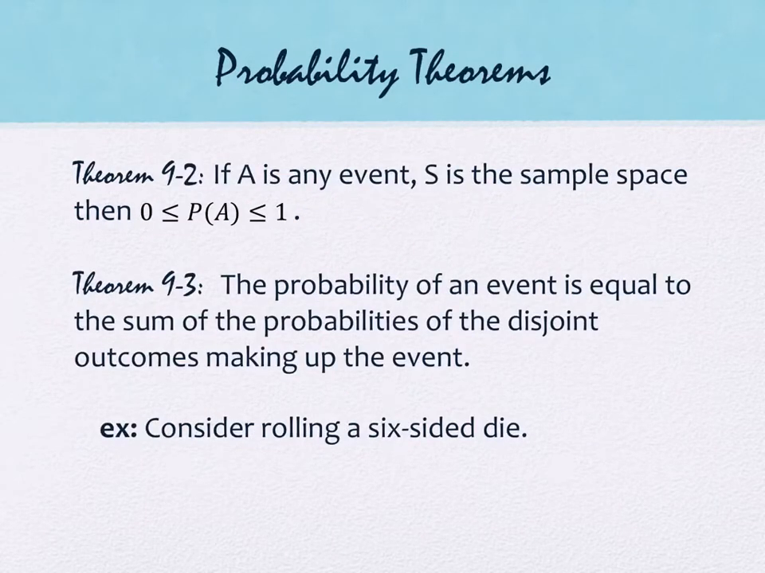Theorem 9.2 talks about probabilities and the values that they are able to hold. So if A is any event and S is the sample space, then the probability of our event is between 0 and 1.